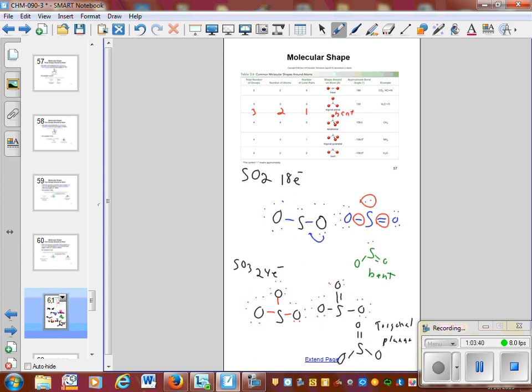If you have 4 groups, and every group is attached to an atom, it's tetrahedral. If you have 4 groups, 3 of the groups are attached to atoms, 1 lone pair, it's trigonal pyramidal. If you have 4 groups, 2 of the groups are attached to atoms and 2 lone pairs, then it's bent. So there are 2 ways you can get bent molecules: 3 groups with 1 lone pair, 4 groups with 2 lone pairs. There's only one way to get tetrahedral, and only one way to get trigonal pyramidal. 4 groups with 2 lone pairs, what's that called? Bent.